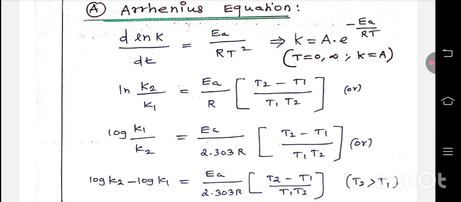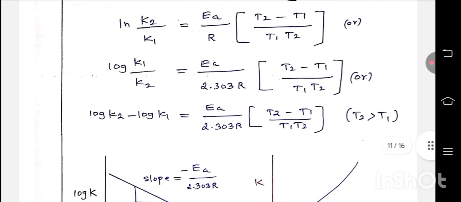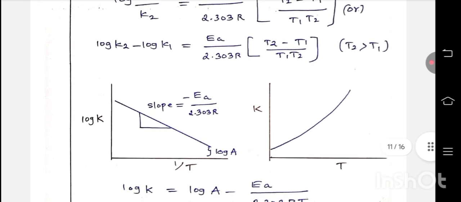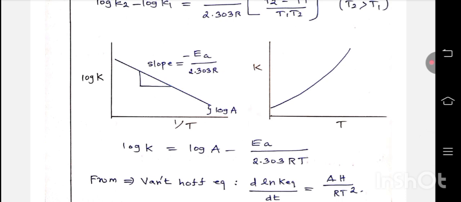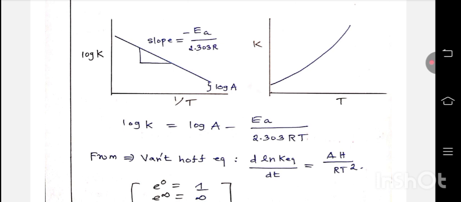Therefore (T2 minus T1) divided by T1 T2, or log K2 by K1 equal to EA by 2.303 R into (T2 minus T1) divided by T1 T2, or log K2 minus log K1 equal to EA divided by 2.303 R into (T2 minus T1) divided by T1 T2. T2 is always greater than T1. The graphical form of the Arrhenius equation is of two types: log K versus 1 by T, and K versus T. Therefore slope equal to minus EA by 2.303 R. The log K equal to log A minus EA by 2.303 RT.